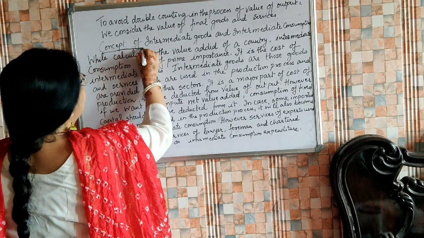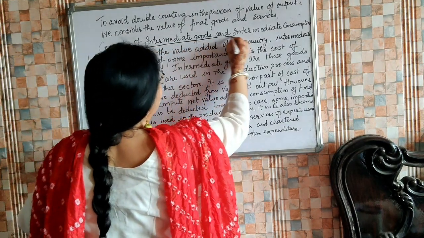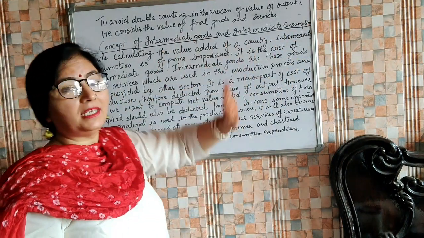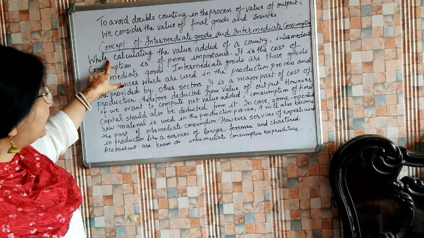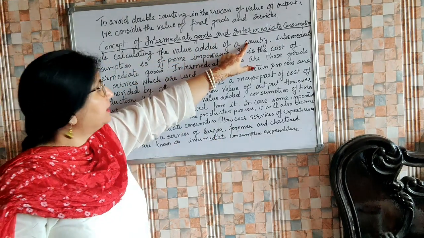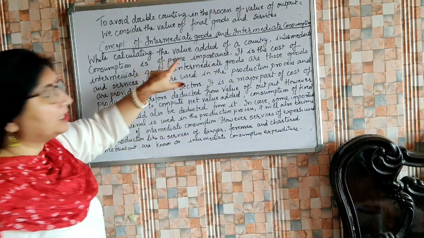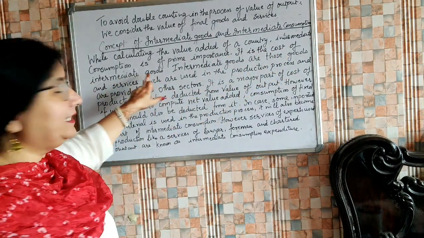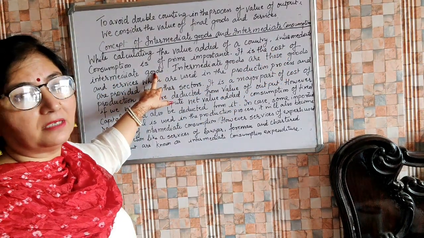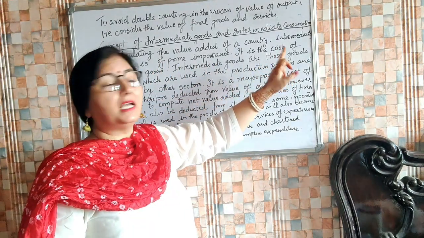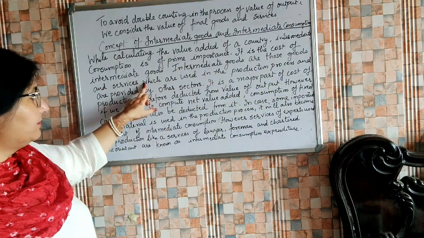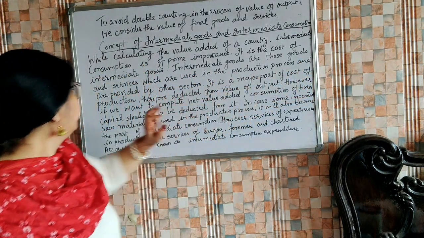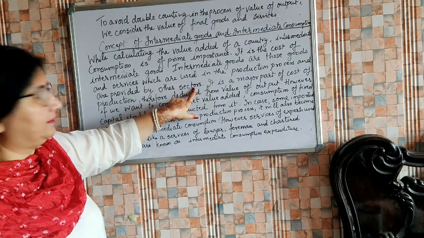Let me explain to you the concept of intermediate goods and intermediate consumption. जैसा कि हम सब जानते हैं कि ये दोनों चीजें एक नहीं हैं. While calculating the value added of a country, intermediate consumption is of prime importance. इसकी बहुत importance है. It is the cost of intermediate goods. And what type of intermediate goods are there? Intermediate goods are those goods and services which are used in the production process and are provided by other sectors.